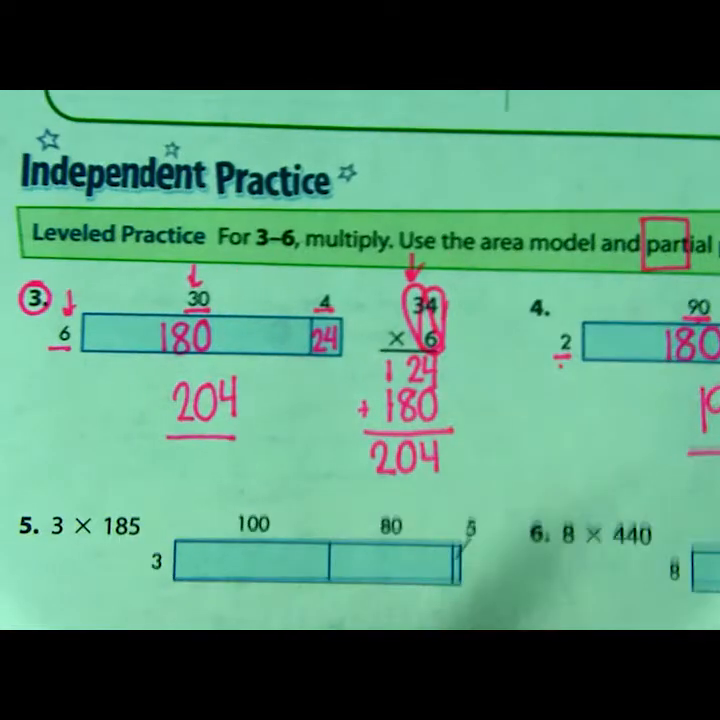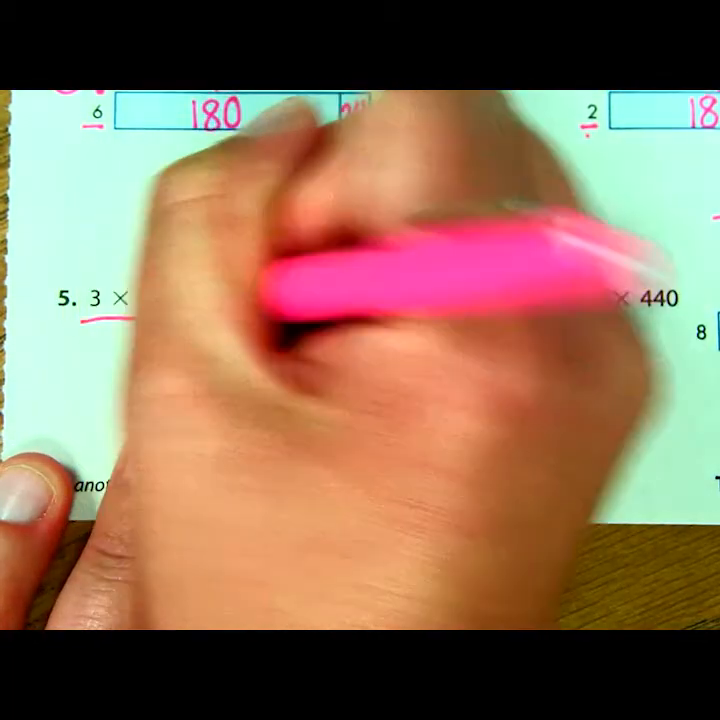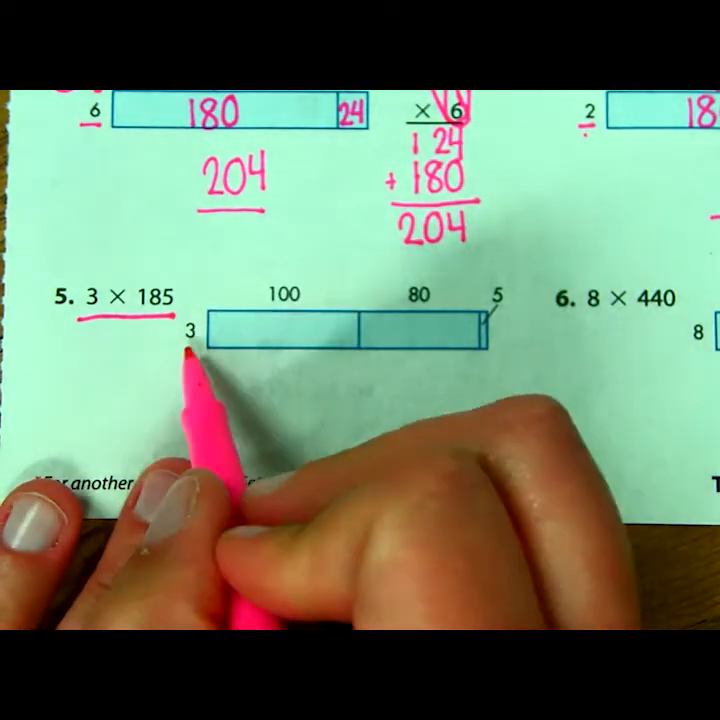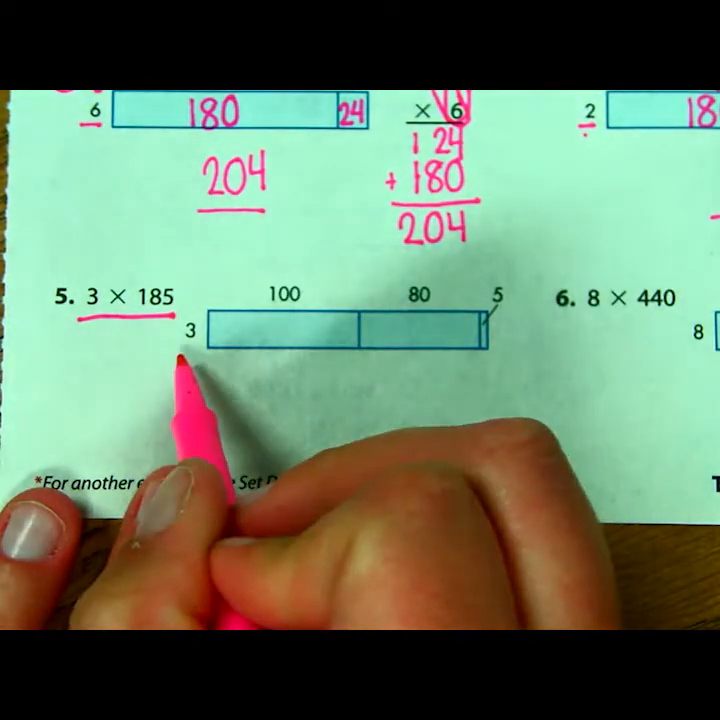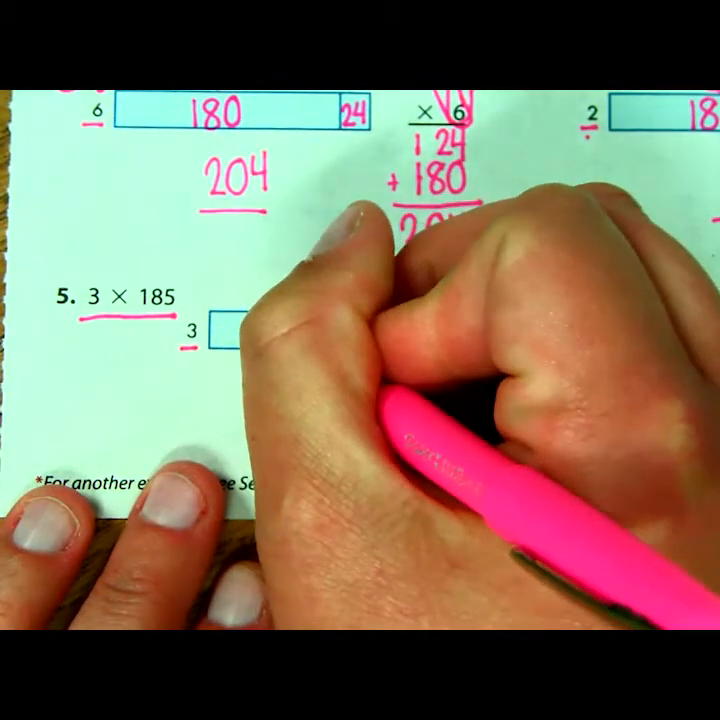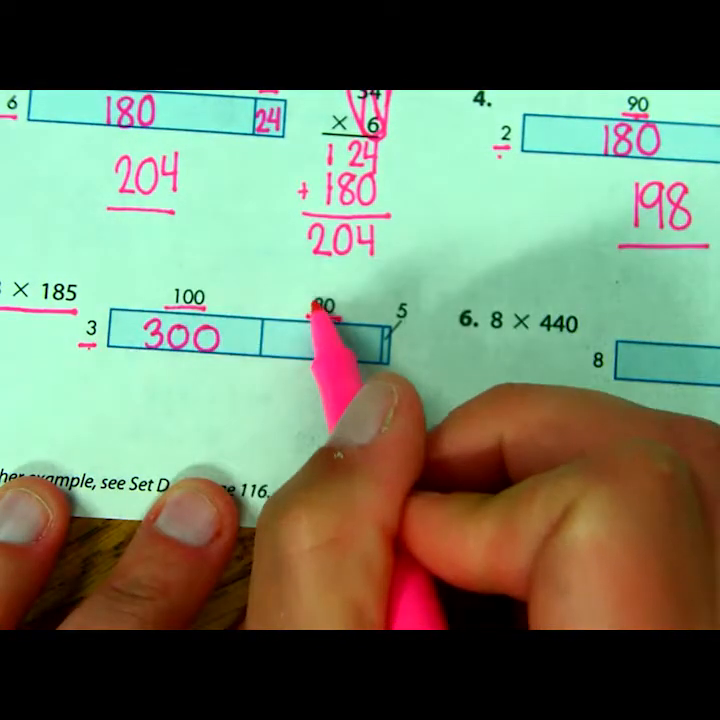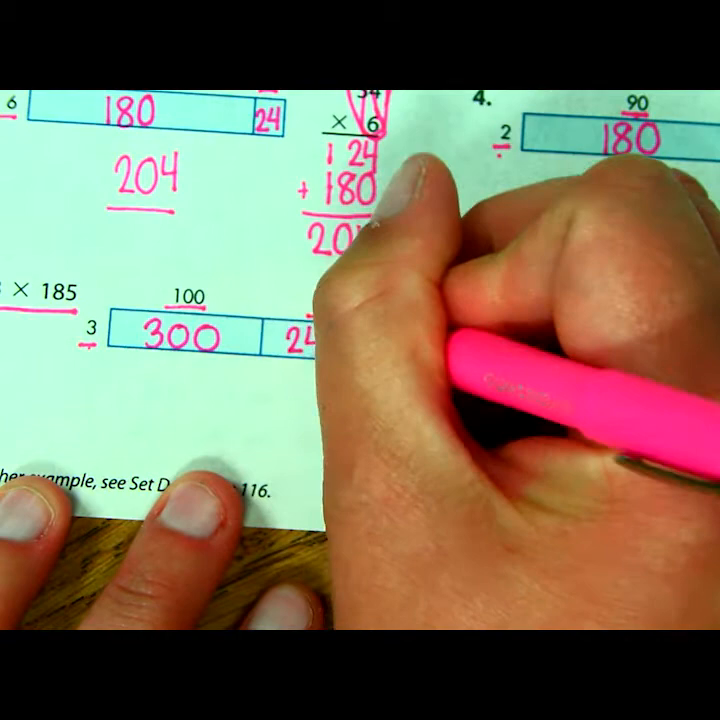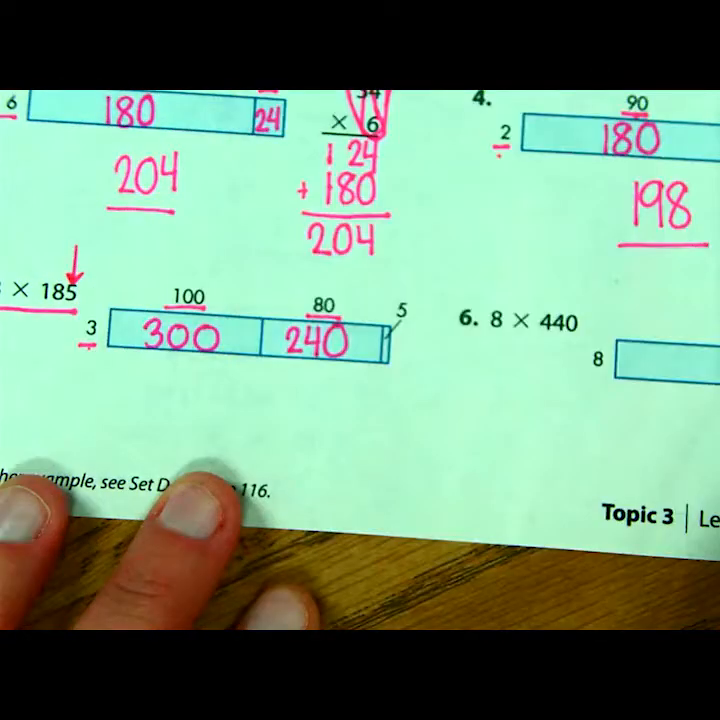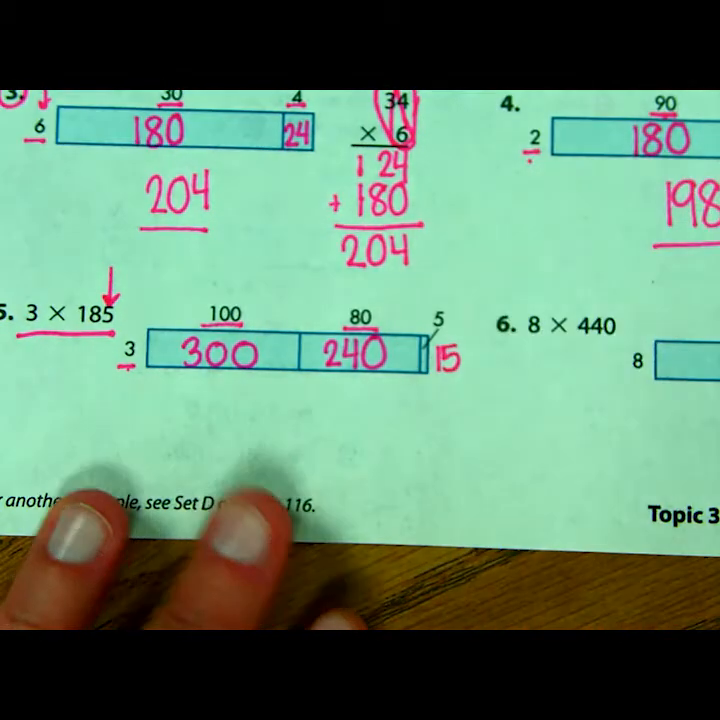Question number 5. They've just written the problem. Now, I guess they're trying to be a little confusing, but they've written it horizontally. That's okay. So over here, then, we could start in the hundreds place if we want. 3 times 100 is 300. 3 times 80, 3 times 8 is 24, and then add on the 0. And then we're multiplying now the number in the ones place, which is just 3 times 5. And that is right here, which is 15.